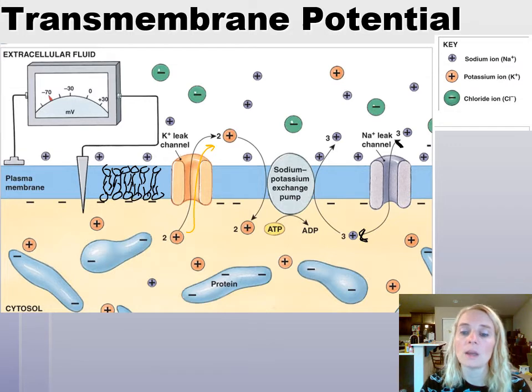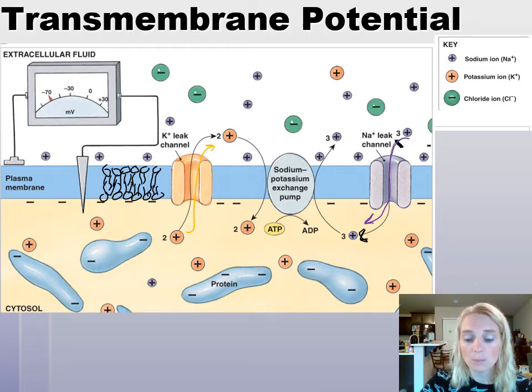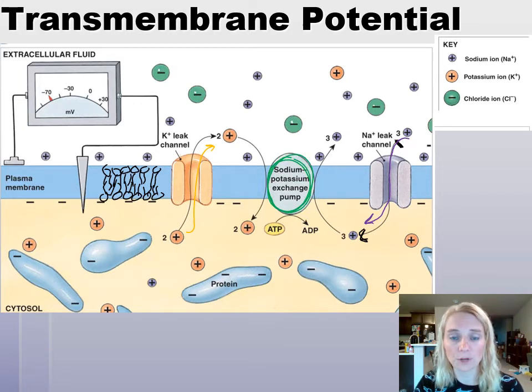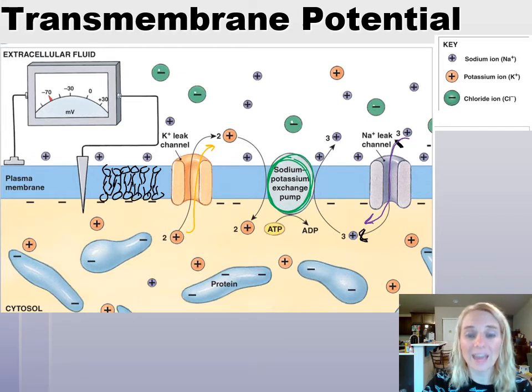Sodium is going to be coming in because we have a higher concentration of sodium on the outside. Sodium will be coming in through a leak channel. So that's just two ways that ions can travel across a membrane following their concentration gradient. But we also have to remember we have ATP-powered active transport. So hopefully you remember the sodium-potassium pump pumps things against their concentration gradient. With the power of ATP, we can pump 2 potassiums in for 3 sodiums out.